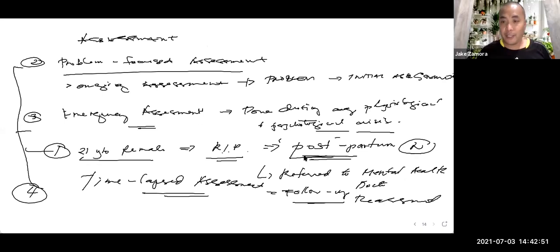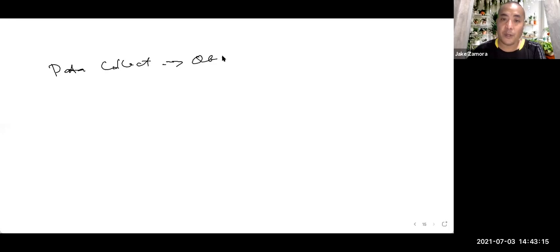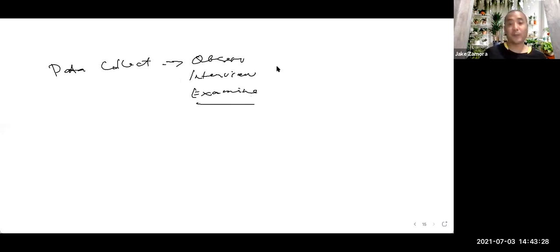So, after knowing the four types of assessment, okay, again, what we do is we collect data. Now, when we collect data, anong ginagawa natin when we collect data? What do we do when we collect data? Okay? When we collect data, we actually use different methods. We use observation. We observe. We interview. We observe, we interview, and we examine. Okay, this is what we do when we collect data.